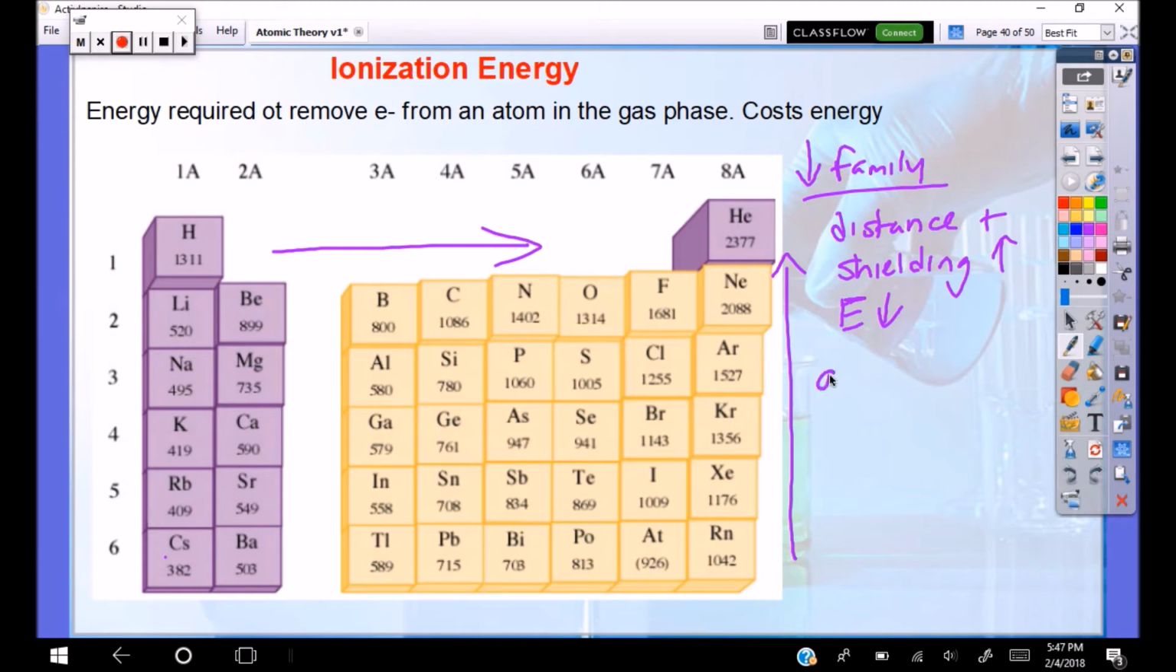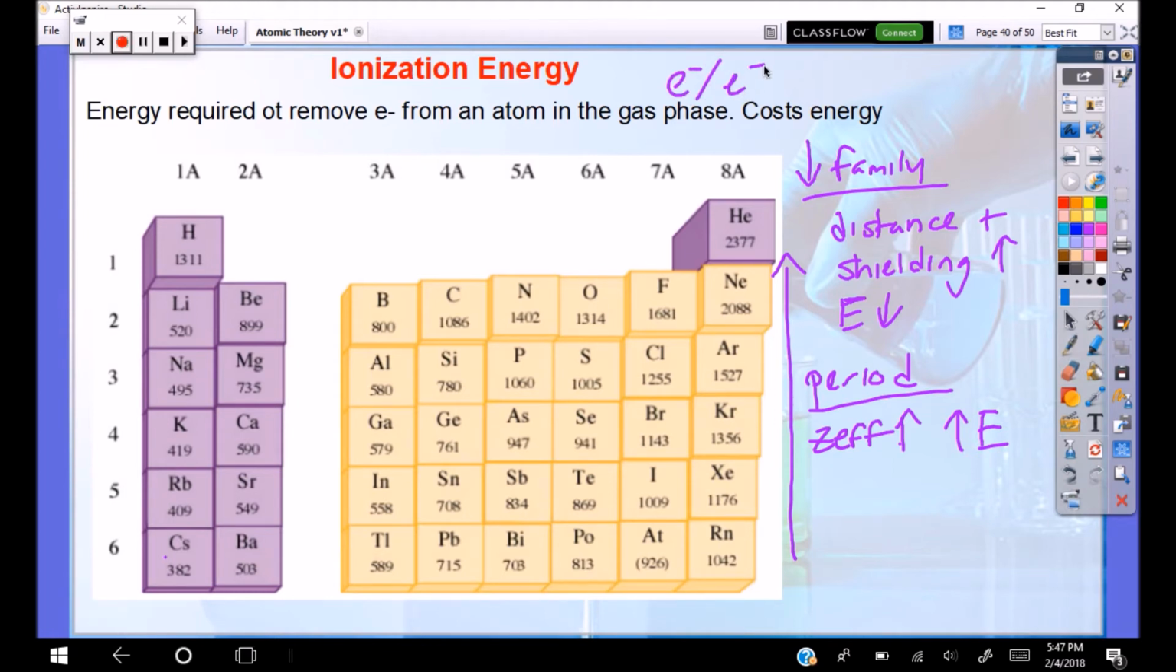If we're looking across a period, or a row, this is where effective nuclear charge comes into play. When effective nuclear charge goes up, the amount of energy we need to remove an electron also goes up. Now, this is where you can talk about electron-electron repulsions as well.